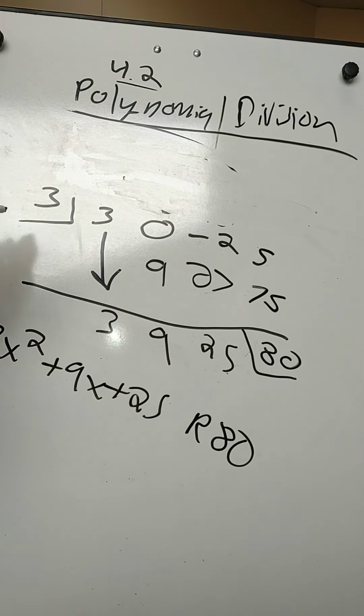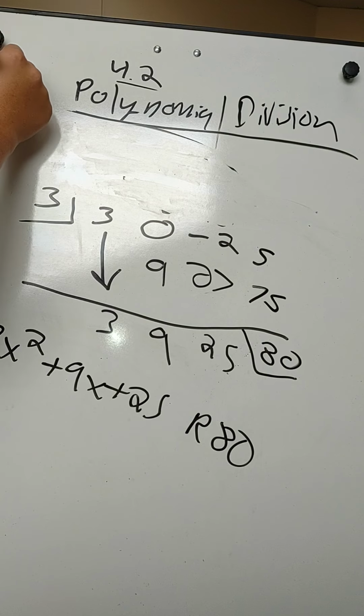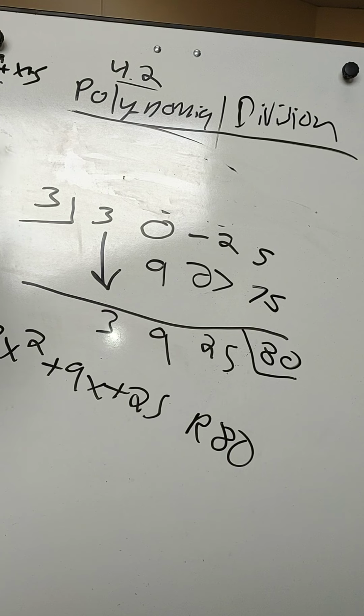So synthetic division is the far easier process to divide by, but there are some cases where you have to use long division, like if it's, say, 3x cubed plus 2x squared plus x plus 5 divided by x squared plus 1. This one you'd have to use long division just because of that exponent.